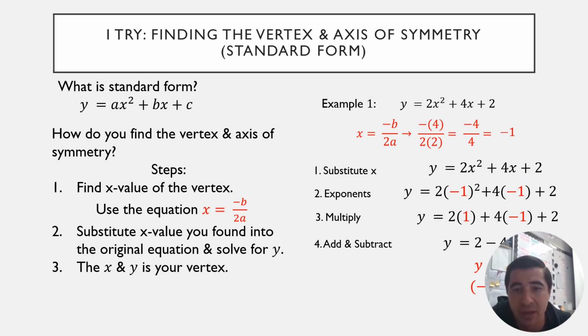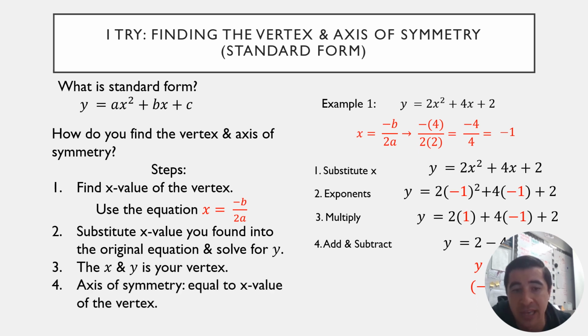But again, I found my x by using the equation x equals negative b divided by 2a, substituting the values of b and a, and then solving for that, in which case I got negative 1. Then in step 2, I took that value and substituted it into the x values of my equation. I simplified. As you can see, I walked through steps 1 through 4 of substituting, exponents, multiplying, adding and subtracting, in which case I found 0.